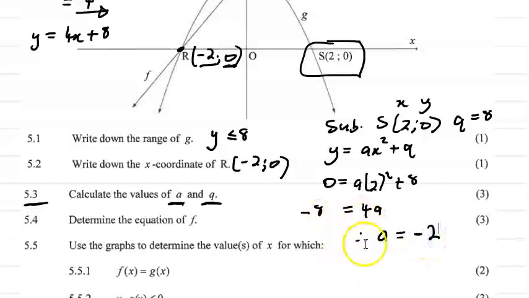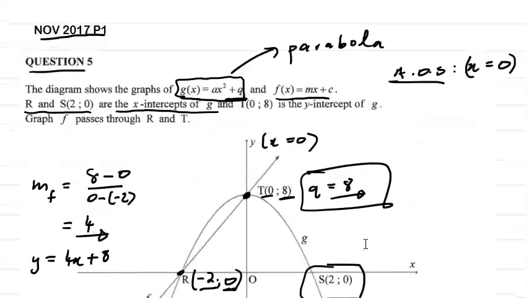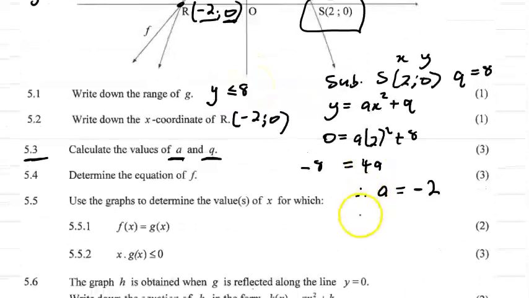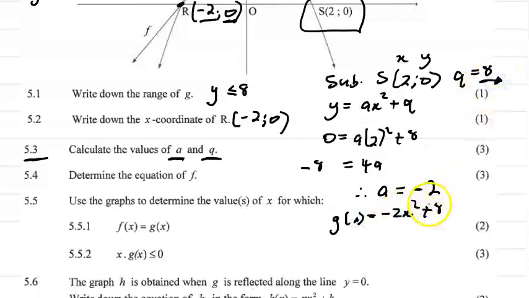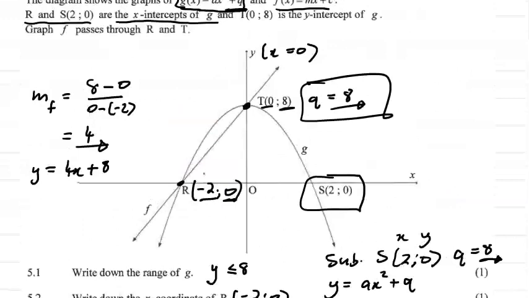Therefore the function now is going to be g of x equals minus 2x squared plus 8. So if they ask you now for the equation, you just say g of x equals minus 2x squared plus 8, right? But then they just ask you for a and q. q is equal to 8 and a is equal to minus 2, right? We already found the equation of f. I showed you, f is a straight line function. Okay, so there it is here.